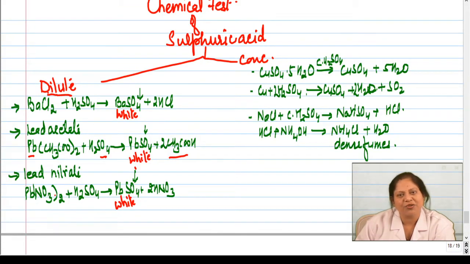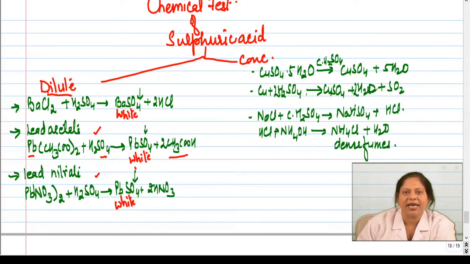Lead acetate and lead nitrate are water soluble. Sulfuric acid is also transparent, oily like. When you add the two, you get a white precipitate. That means you are actually confirming the presence of which acid? Sulfuric acid. Very good. Now children, these tests also confirm that the acid is dilute.